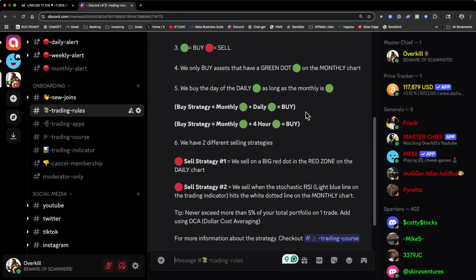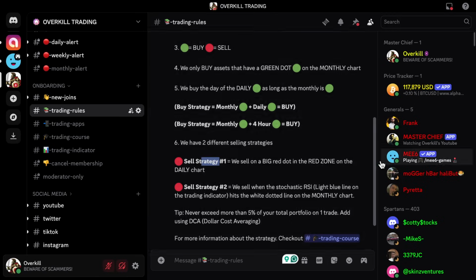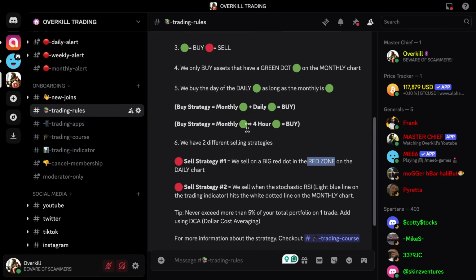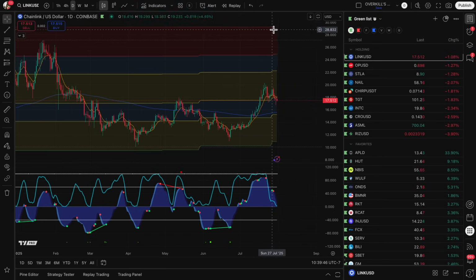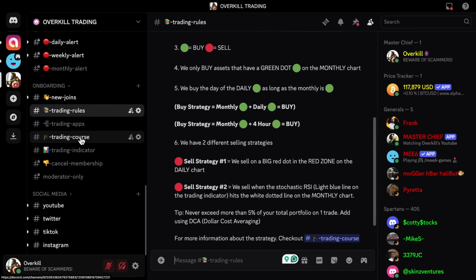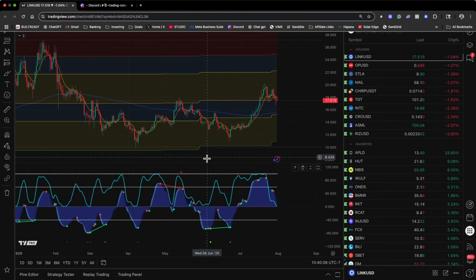Again, we're on a daily chart, but with sell strategy number one, we want to incorporate the red zone. The red zone is the top of the Fibonacci retracement tool. The Fibonacci retracement tool is another part of our indicator that we use, and you can see there are zones: a golden zone, a blue zone, and a red zone. If you don't know what the Fibonacci retracement tool is, I have a free trading course over here that you can check out and learn more about it.